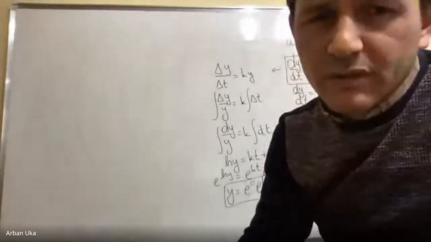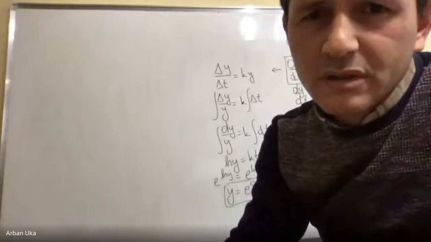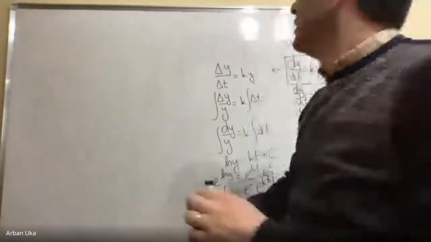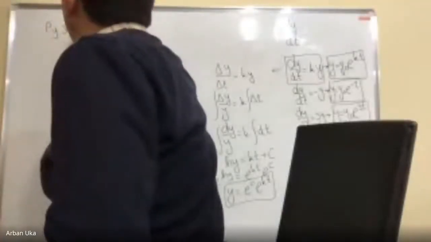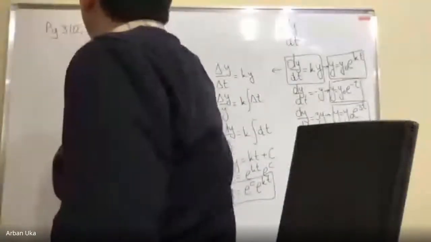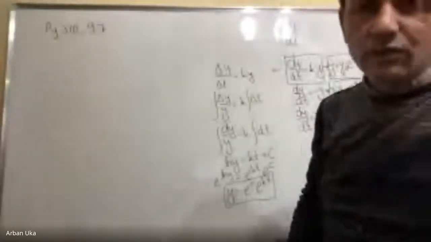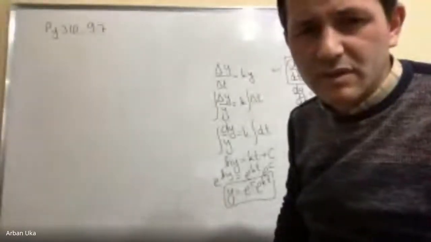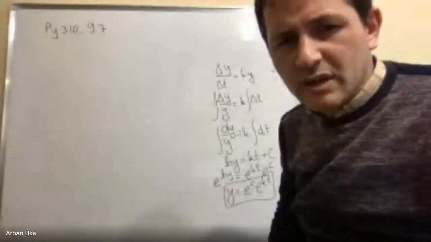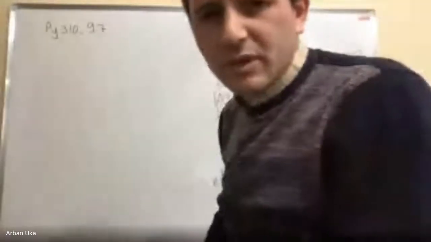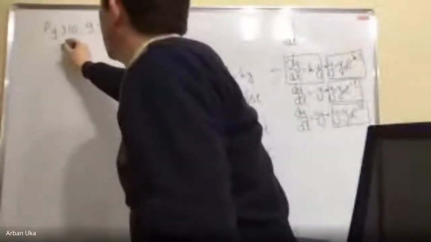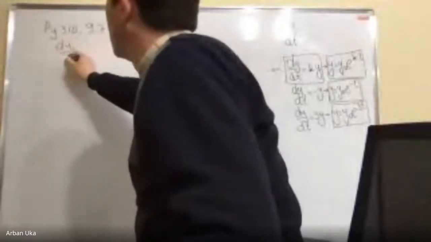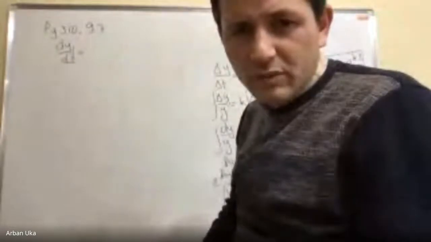So we have the problem 9.7 on page 310. And now we have two variables, and the rate of change of these variables is given. And we see that those two variables are coupled with respect to each other. So we have the derivative of y1, which we can denote as dy1 over dt. This is equal to y1 plus 4y2.